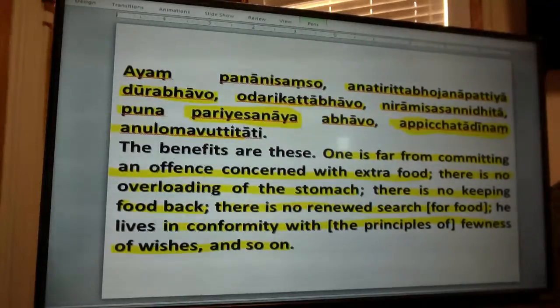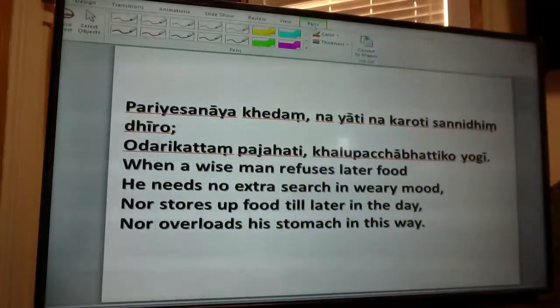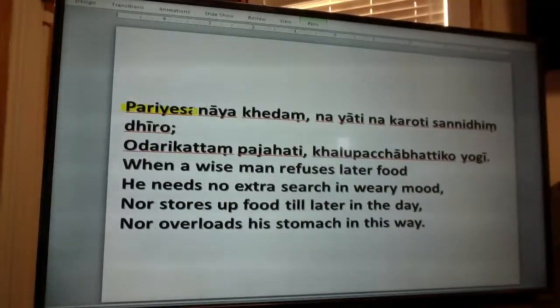We make a conclusion, I think, with the verses here. Pariyesanaya kheda. Pariyesana is searching for food. Kheda means tiredness. So they have no tiredness from searching for food, because they are very satisfied with what they already determined, this is enough for me. So they never ever want to eat again, meaning they have no such food again for the next time. Kheda is a kind of weariness, or tiredness is better, I think.